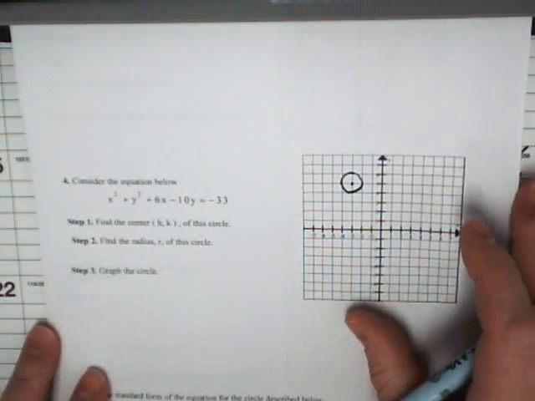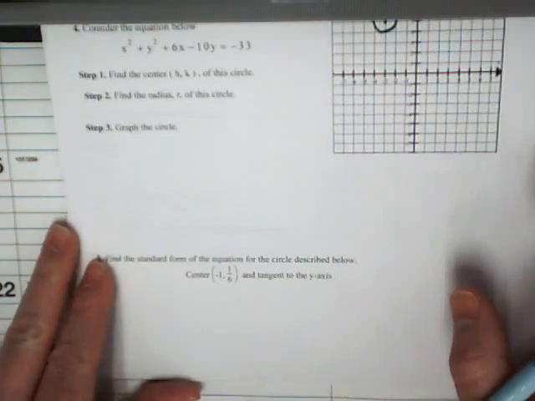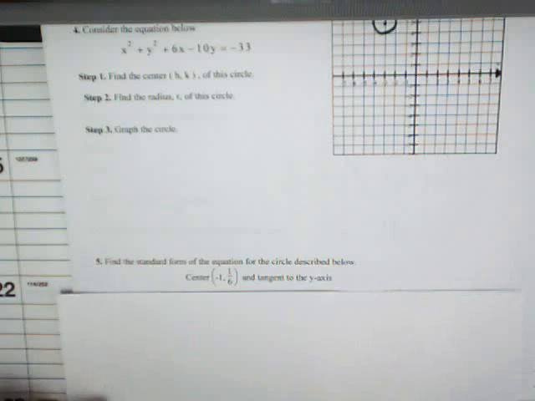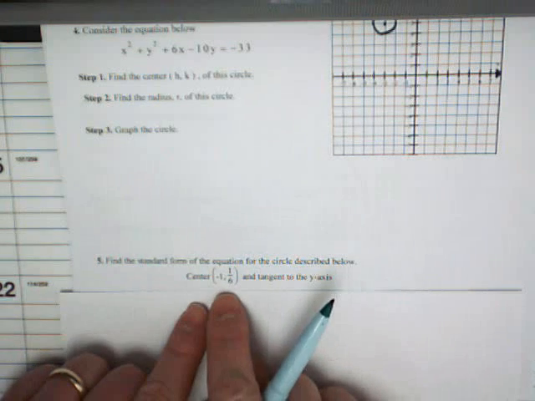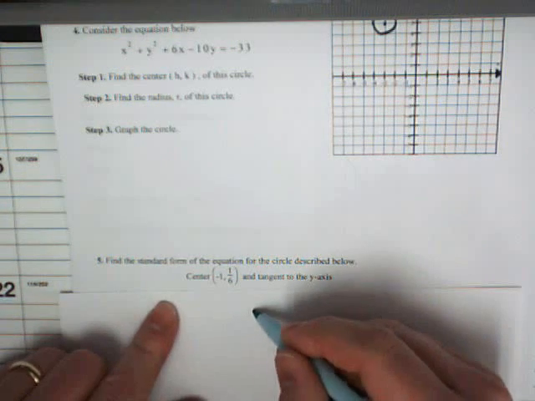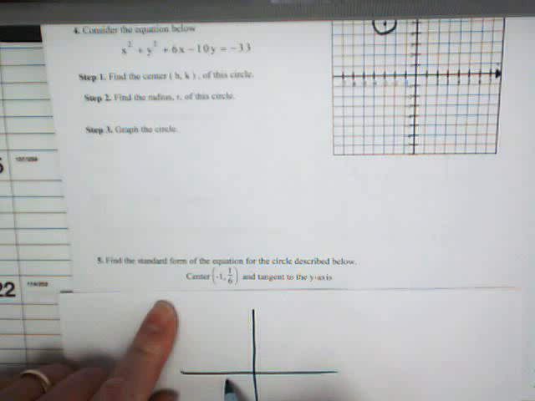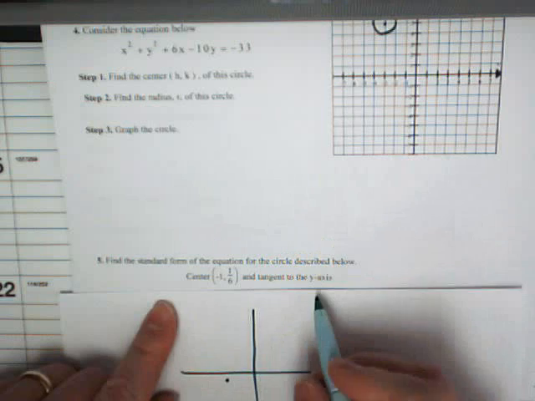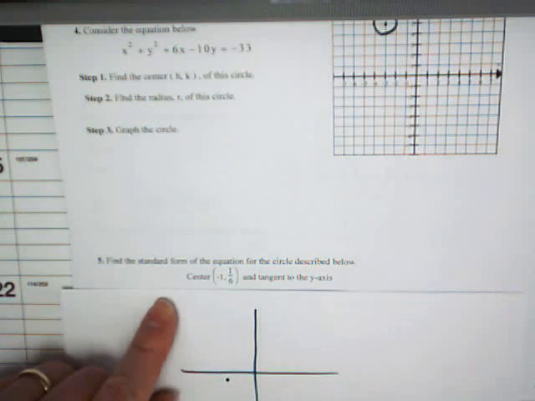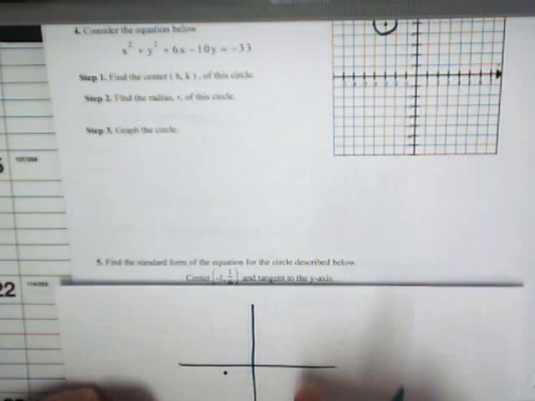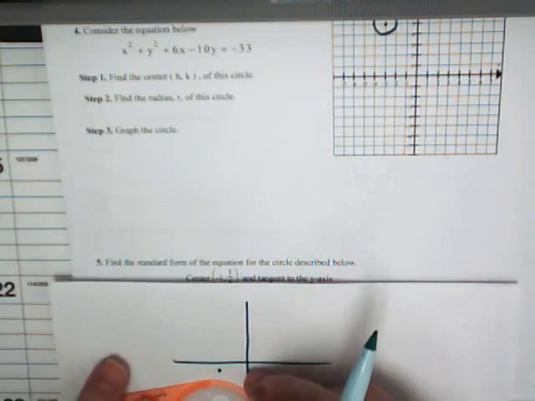Okay, so now we've got: find the standard form of the equation for a circle described below. Here the center is at -1, -1/6. So imagine this. I go back 1 and down 1/6, and that's where my circle is, and it says tangent to the y-axis. And when it says tangent, that means the circle only touches the y-axis. You can draw as big of a circle as you want. It has to touch the y-axis.